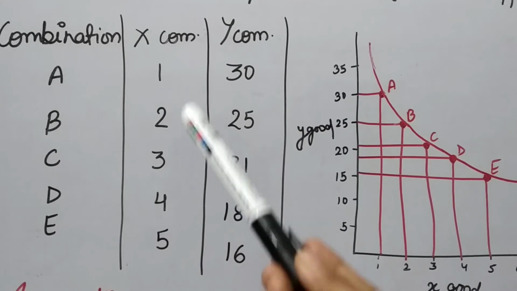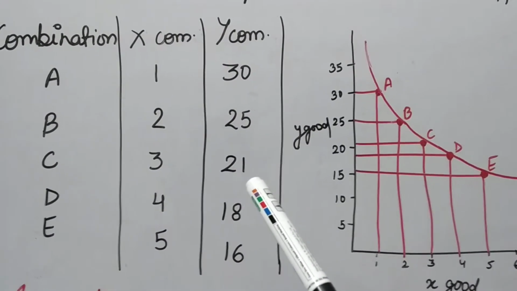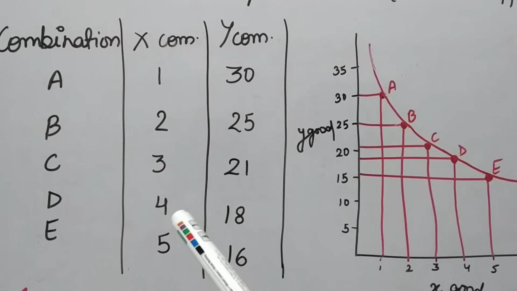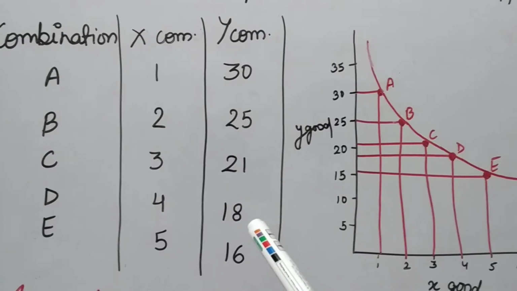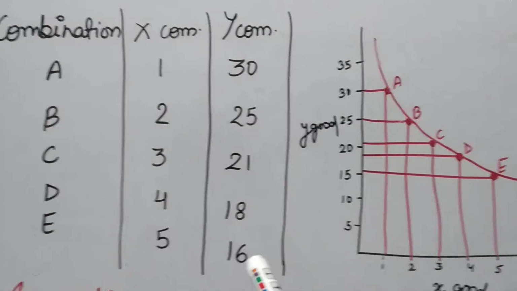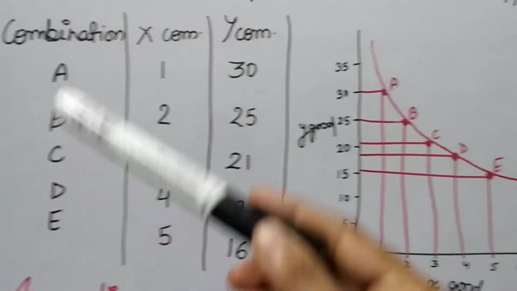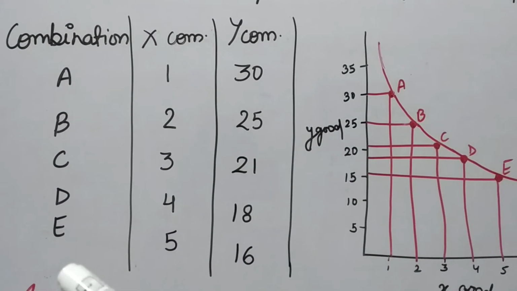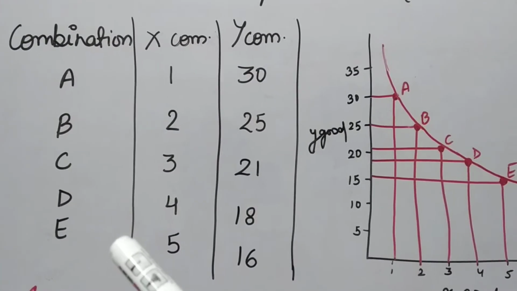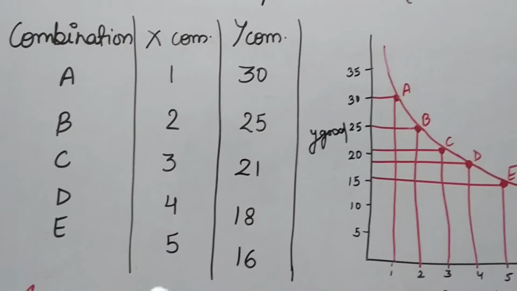Similarly, at combination C, again he increased 1 unit of the X commodity, so he reduced a few units of the Y commodity. Again he increased 1 unit of X, so again he reduced a few units of Y. That means he is balancing by increasing or decreasing with his limited income. Ultimately all the combinations are giving him equal satisfaction, because he is spending his limited income and getting combinations of both goods.